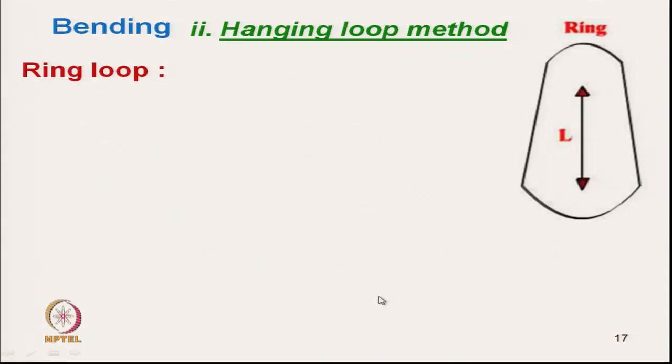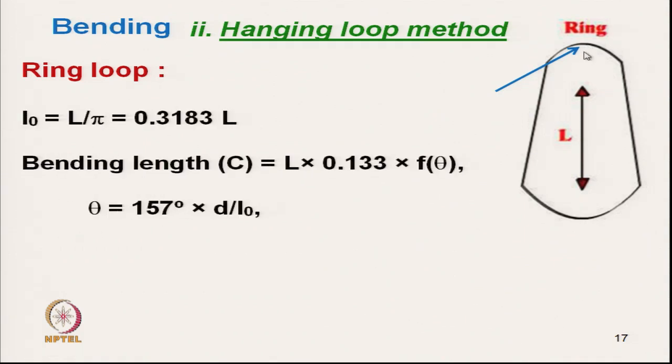So, the ring loop method, this is the gripping point, and after deformation the length is L. So, L0, as it is a ring, it is a circular one. So, L is the total length, which is the circumference. So, that divided by pi, it is very simple. From there we can calculate L0 equal to 0.3183 L. So, if we know L0, then we have to calculate the L value.